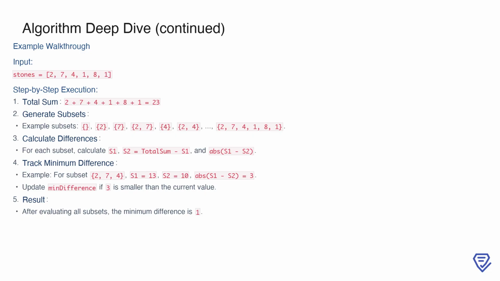For each subset, we calculate its sum, S1, and the sum of its complement, S2 = total sum - S1. Then, we compute the absolute difference abs(S1, S2). For instance, with the subset [2, 7, 4], S1 is 13, S2 is 10, and the difference is 3. As we iterate through all subsets, we track the smallest difference found. In this case, the minimum difference across all partitions is 1, which becomes the final result.